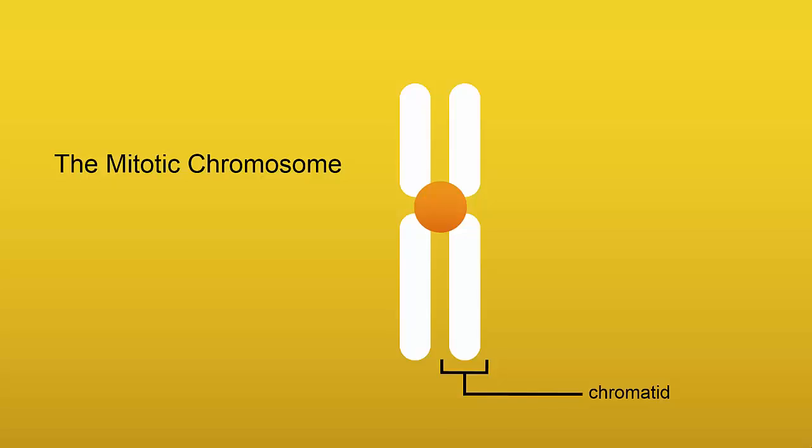Firstly, we have the mitotic chromosome. This structure is nothing but DNA in its highly coiled and condensed form. Mitotic chromosomes have 2 sister chromatids because of the duplication event earlier. The 2 sister chromatids are attached together by a protein called kinetochore.